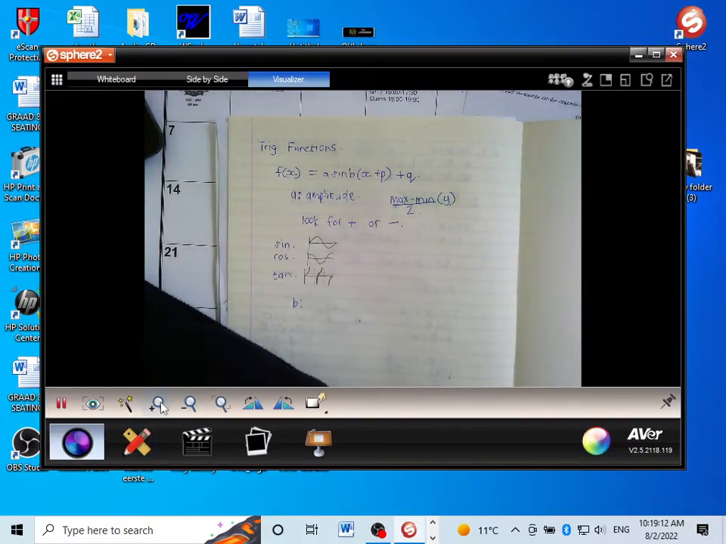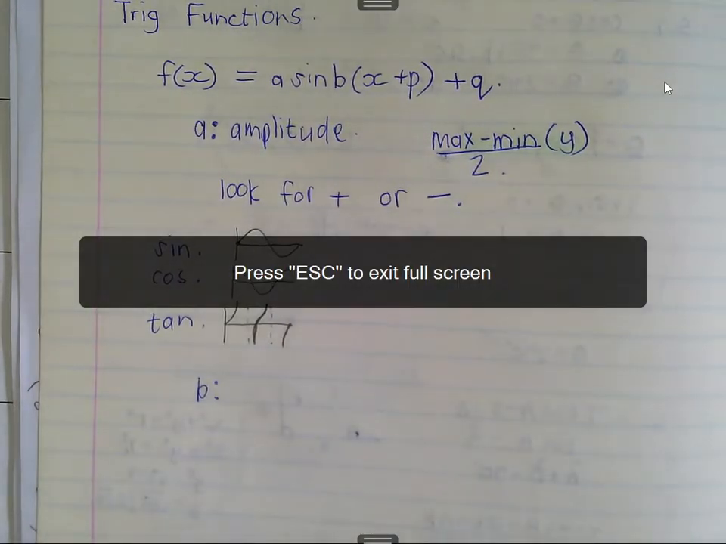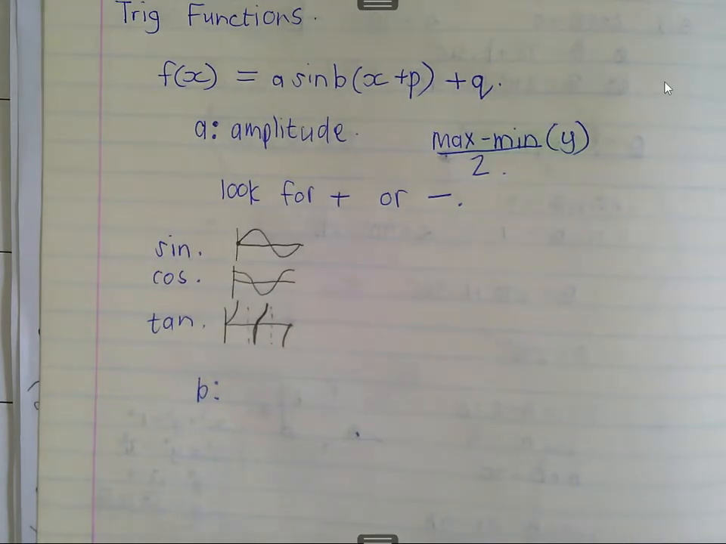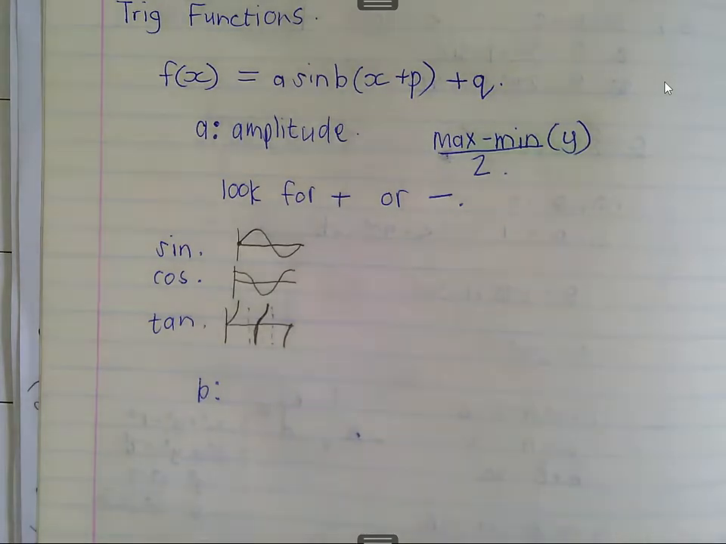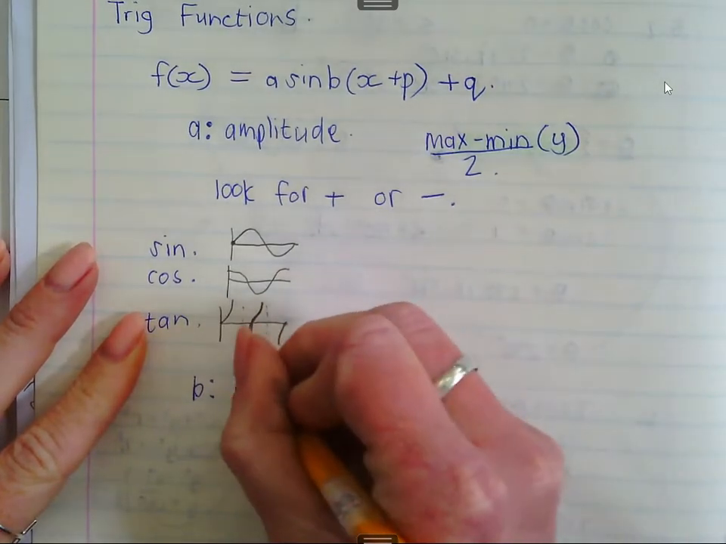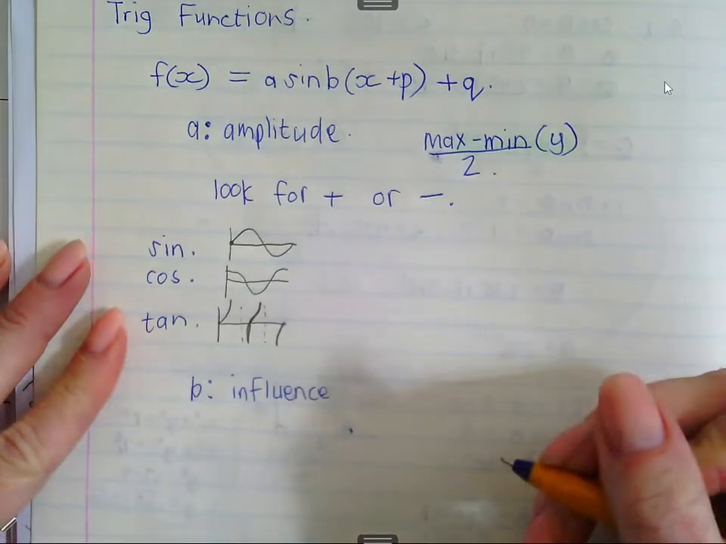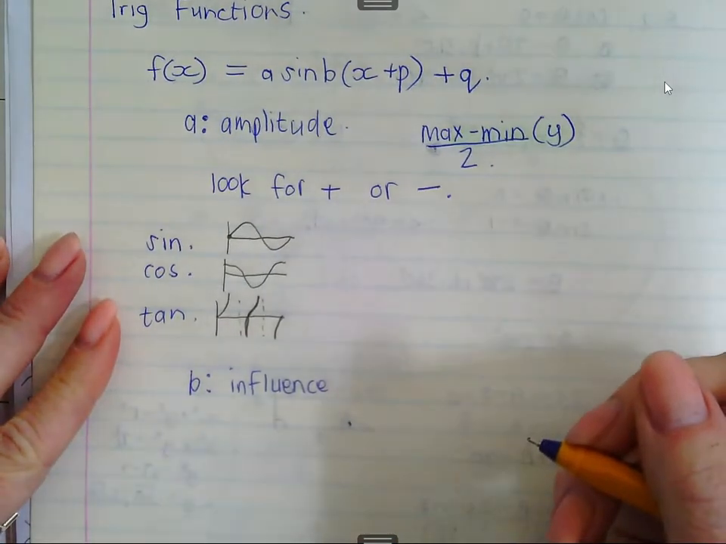The B value. Now, I want you to be careful of B. The reason I'm saying that is that I need you to understand that B is not the period. But B influences the period. Let's write it there. Is that how you spell influence?